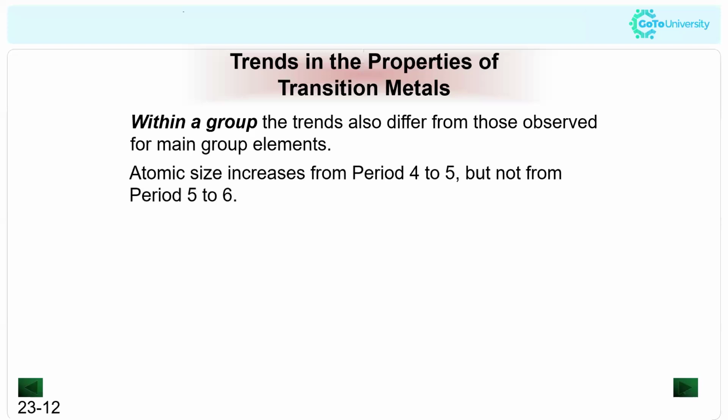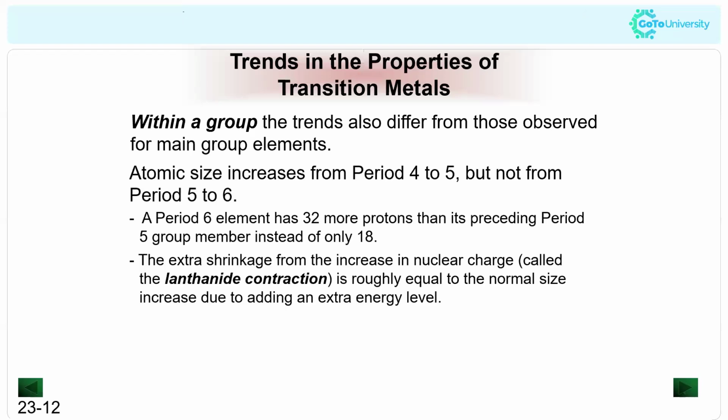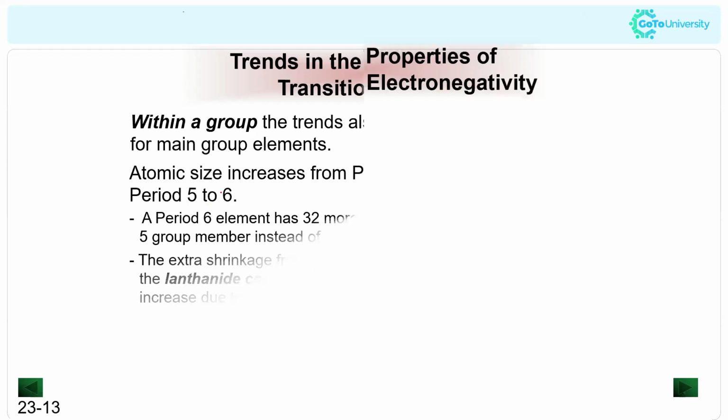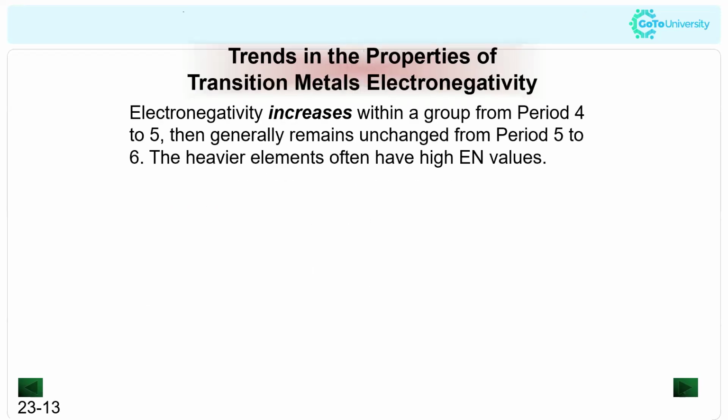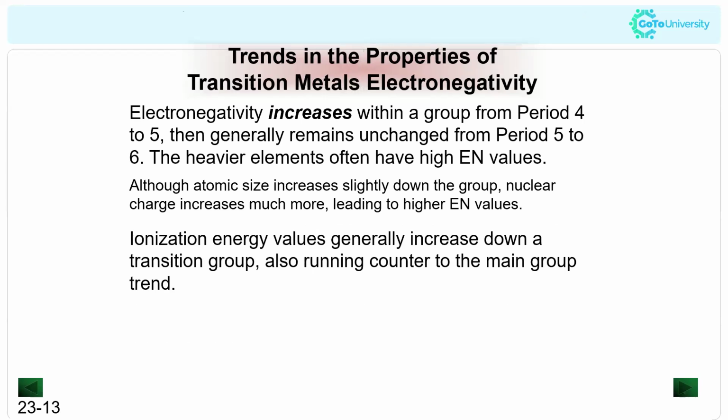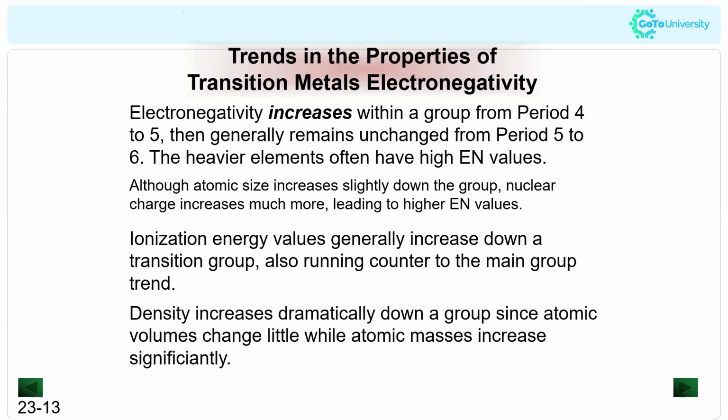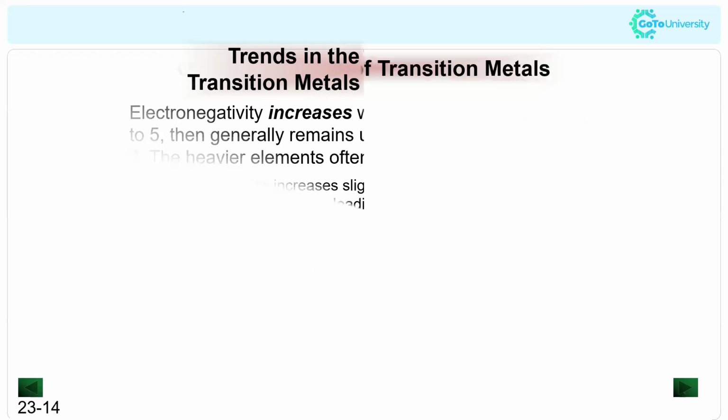Now, within the group, we can also see the trend, that is the atomic size increases from period 4 to 5, but not from period 5 to 6. That is also important. Okay, now coming to the electronegativity, this also increases within a group from period 4 to 5 and generally remains unchanged from period 5 to 6. Okay, so these points are also important.